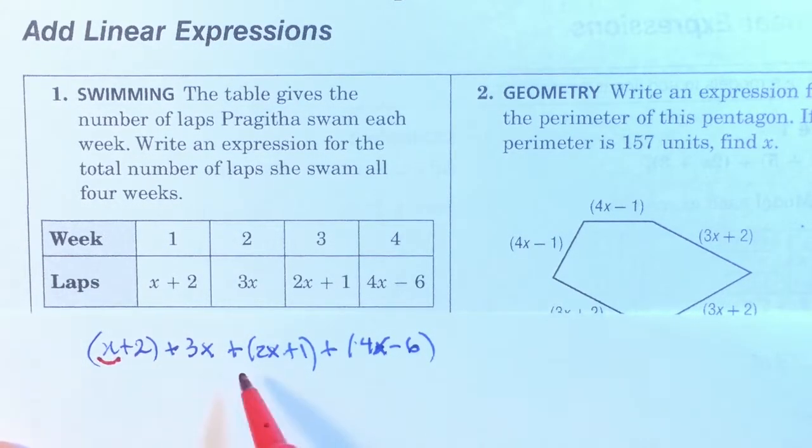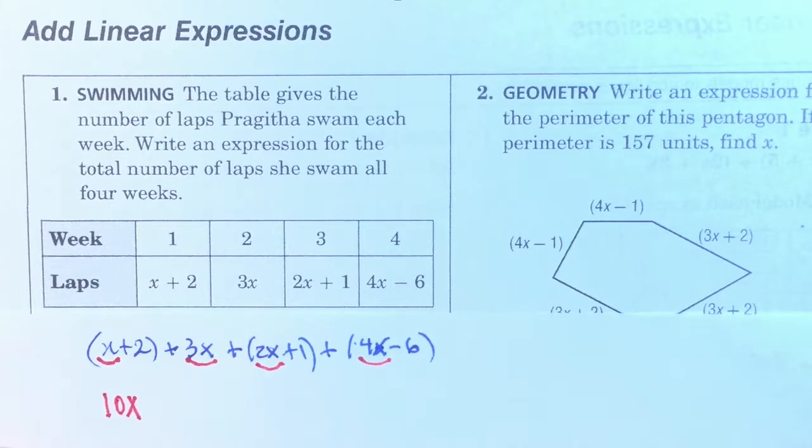We have 1x here, 3x here, 2x here, 4x here. If we add them up, I have 1 and 3, 4, and 2, 6, and 4, 10. We have 10x by adding the x terms.